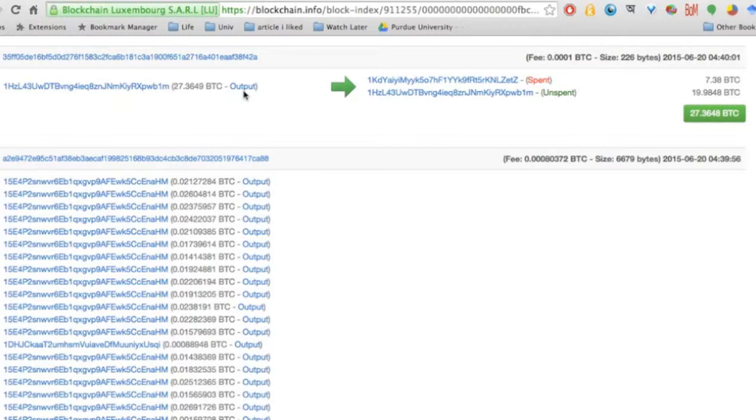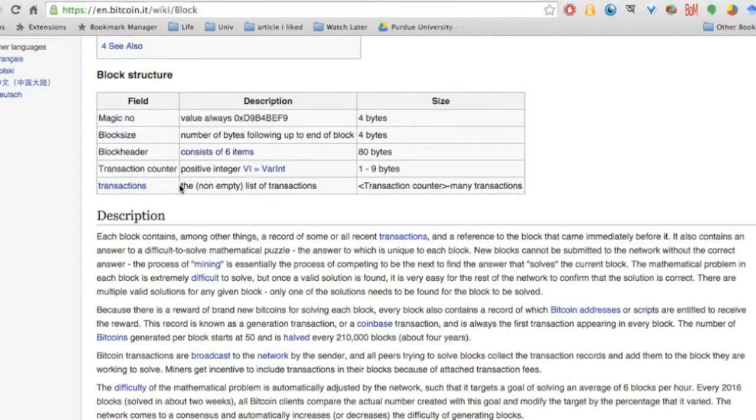Okay, so that means the main portion of the Bitcoin block is Bitcoin transactions. So how many transactions are there? That's this transaction counter, and this is 1 to 9 bytes. So before I show you the Bitcoin transactions in more detail, I'll talk about the block header.